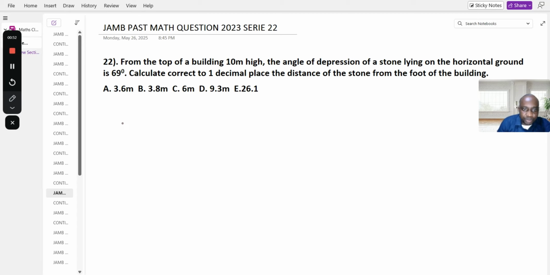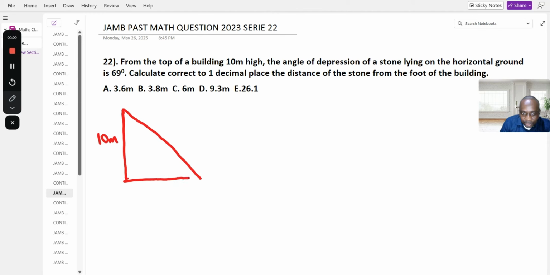Now let's first draw the building. For example, this is the stand of the building, isn't it? And the question said the building is 10 meter high. This is the ground of the building. A stone was thrown down from the top of the building, lying on the horizontal ground, the same ground as the building. It means like this.